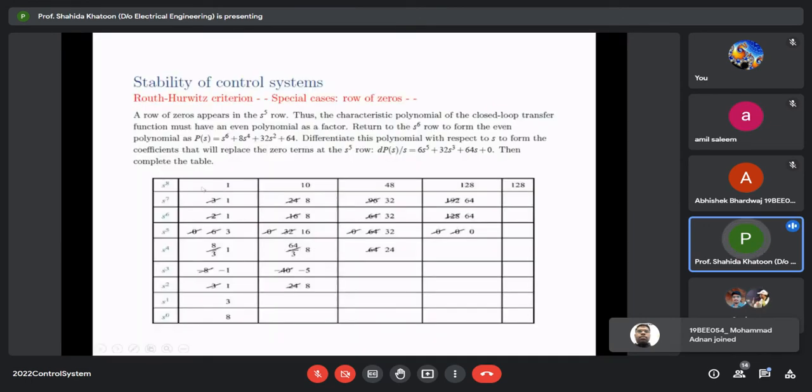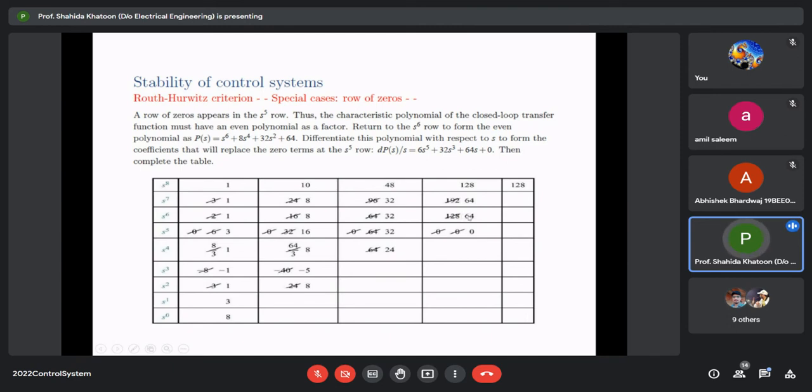So this is how we form the Routh table, right? And here again we are having 0 value in the first column, and then all the values are 0. This whole row becomes 0. A row of 0 appears in the s to the power 5 row. Thus the characteristic polynomial of the closed loop transfer function must have an even polynomial as a factor. So return to the s to the power 6 row to form the even polynomial. So if you return to this row, what you get is s to the power 6 plus 8 s4 plus 32 s square plus 64.